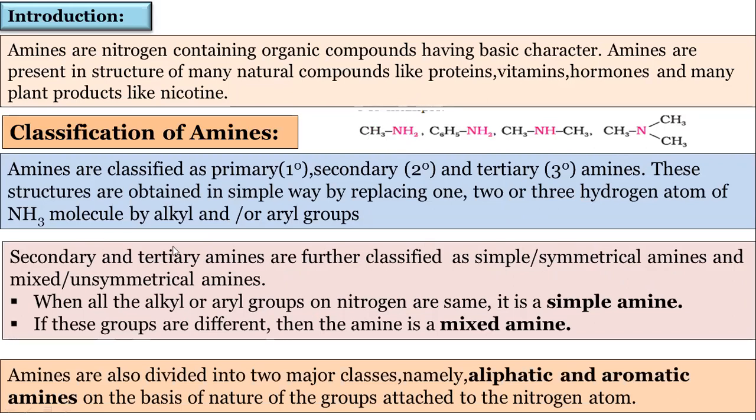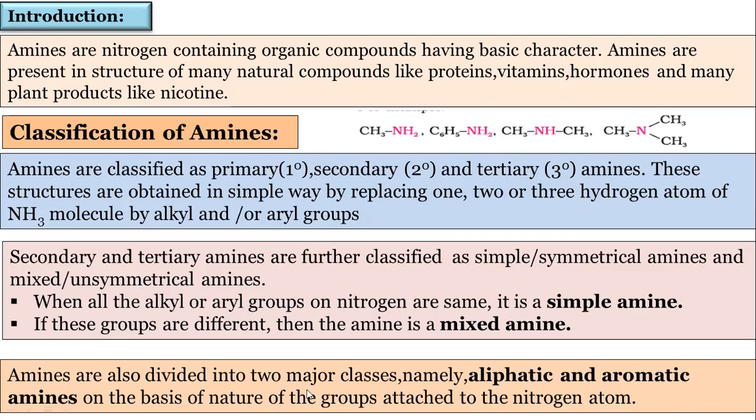So again, the secondary and tertiary amines are further classified as simple or symmetrical amines and unsymmetrical amines. When all the alkyl groups on the nitrogen are the same, it is called a simple amine. See, this one has a CH3 group, and another CH3 group is there. So this is symmetrical, also called a simple amine. Then if these groups are different, the amine is called a mixed amine. If one is a methyl group and another is an ethyl group, then the amine will be a mixed amine. I will give the example in the next slide in the nomenclature system.